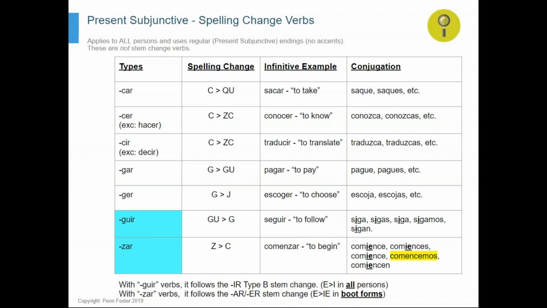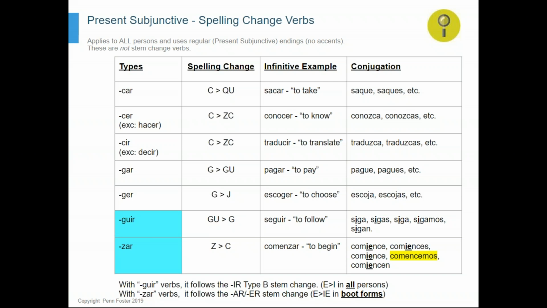So a verb that ends in CAR, that C is going to change to QU in every person within the entire conjugation chart. Sacar, the verb to take, is an example of that. And if you were to write out the chart to say something like, I hope that he takes a lot of pictures, at the party, at the wedding, at the game, all right? I may take a lot of pictures. Saque is how that first singular would be pronounced. And that QU is going to be present in the whole conjugation. Saque, saques, saque, saquemos, and saquen. No accents. And since it's an AR verb, it takes the opposite endings that start with an E, the present subjunctive endings.